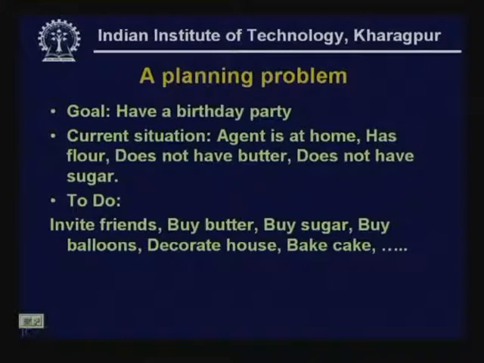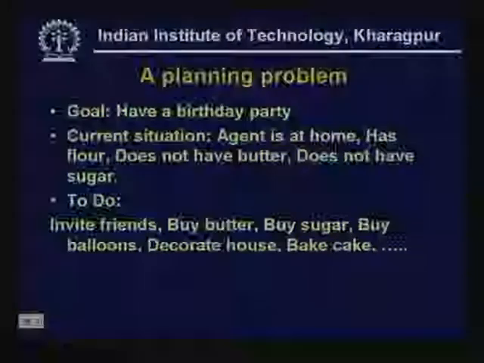and I want to find a sequence of actions, or a plan, so that I can hold a birthday party tomorrow. And this may be the sequence of actions that I wish to perform that would lead to the realization of that goal. I invite friends, I go out and buy butter, I go out and buy sugar, I buy balloons, I decorate the house, I bake the cake, and so on. So this is a sequence of actions that I carry out which realizes the objective that I have in mind.